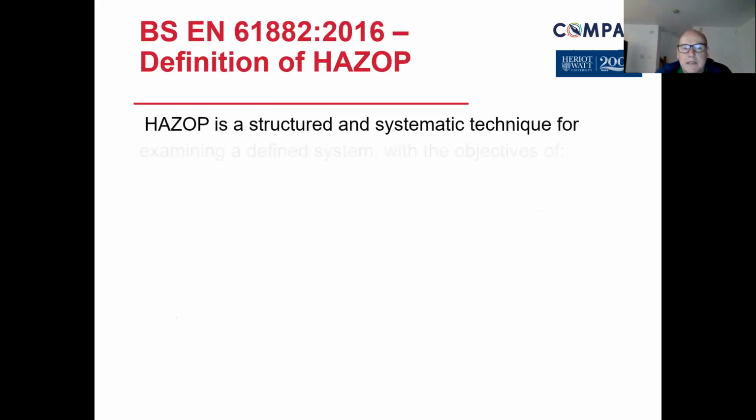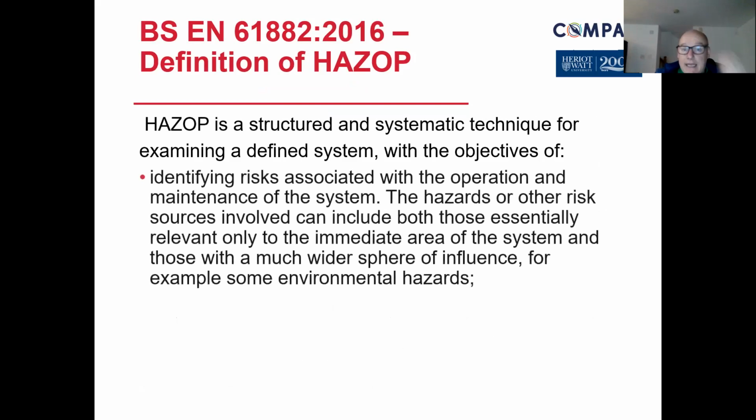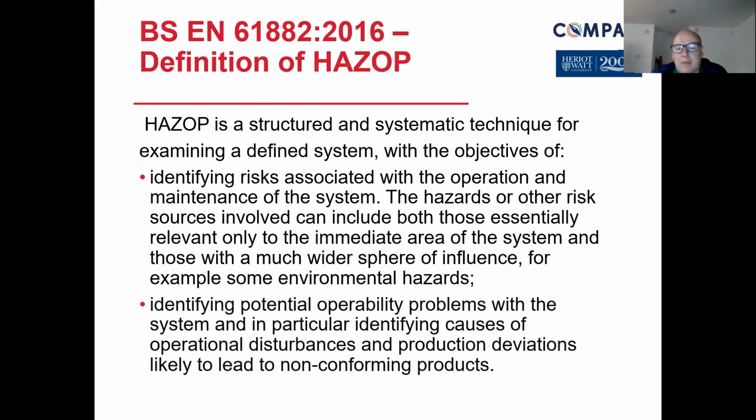So 61882, it shows the technique of a defined system, the objective of identifying the risks associated with operation and the maintenance of the system. So again, bringing us back to maintenance. The hazards or other risk sources involved can include both those essentially relevant only to the immediate area of the system and those with a much wider sphere of influence, for example, environmental hazards. And then also potential operability problems.